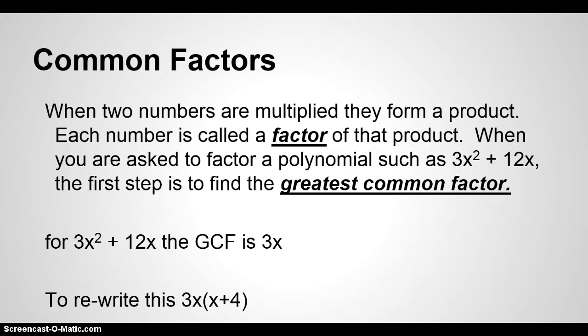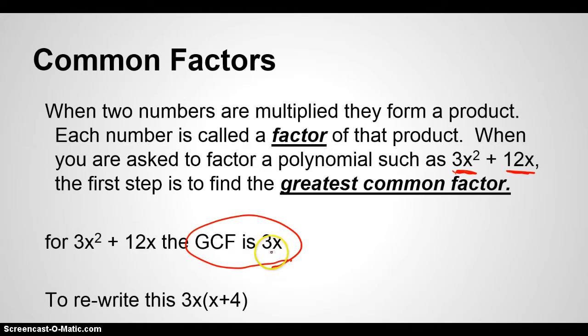When you're asked to factor a polynomial such as 3x squared plus 12x, the first step is to find the greatest common factor between your 3x squared and your 12x. When you think about it, what is your greatest common factor of 3x squared and 12x? Well, it's going to be 3x. So when we rewrite this, we're going to consider 3x squared plus 12x and take out the greatest common factor.